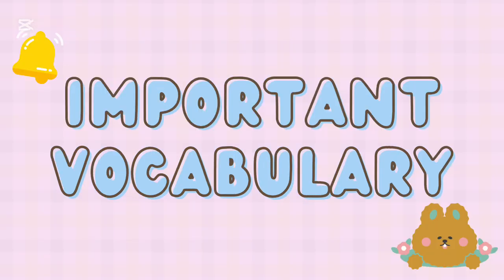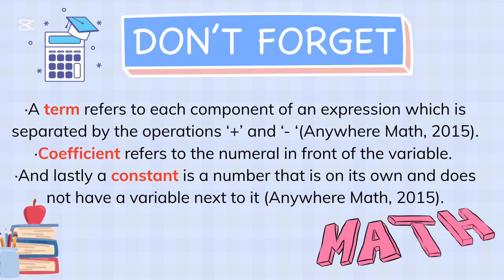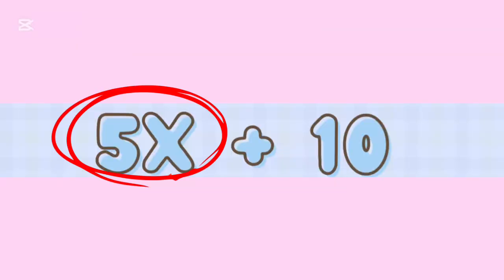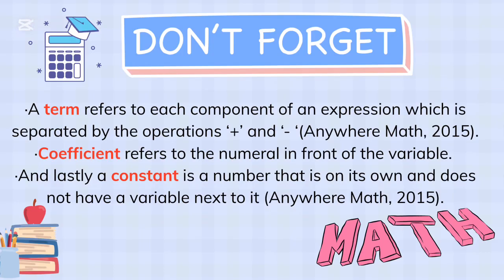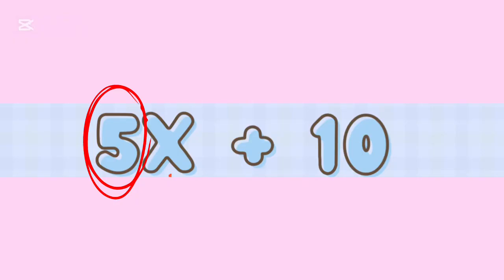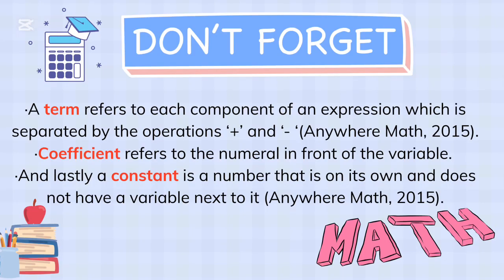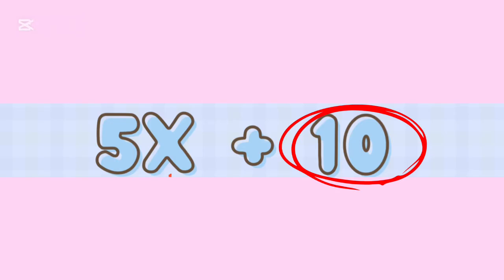Let's learn some important vocabulary. A term refers to each component of an expression, which is separated by the operations, the plus and the minus sign. So 5x is a term on its own. Coefficient refers to the number in front of the variable. So 5 is the coefficient. And lastly, a constant is a number that is on its own and does not have a variable next to it. So that would be 10.